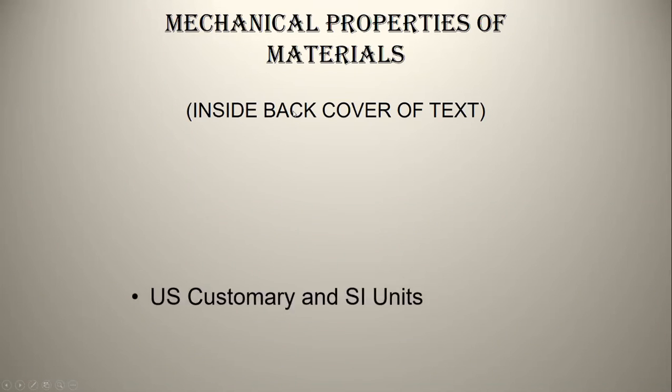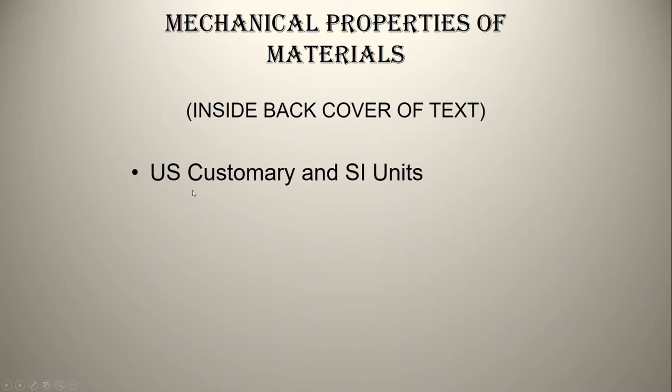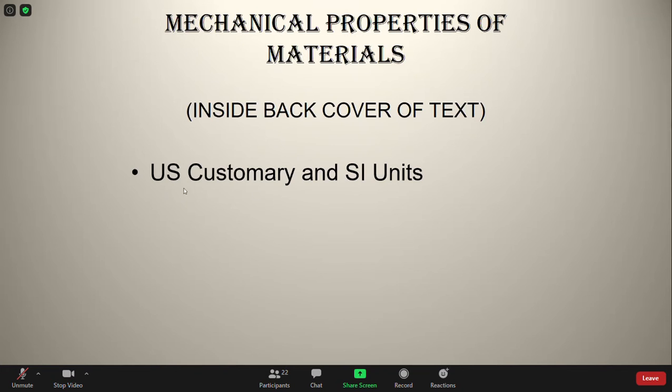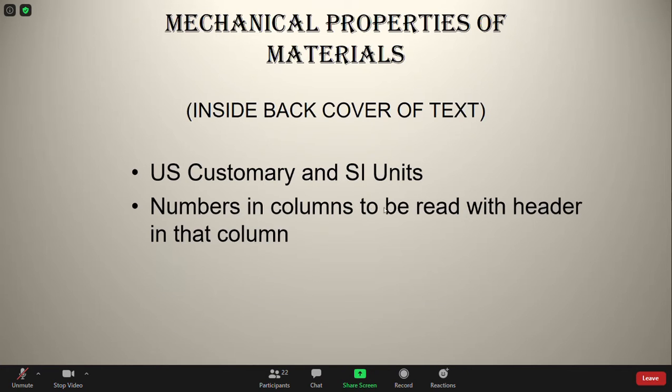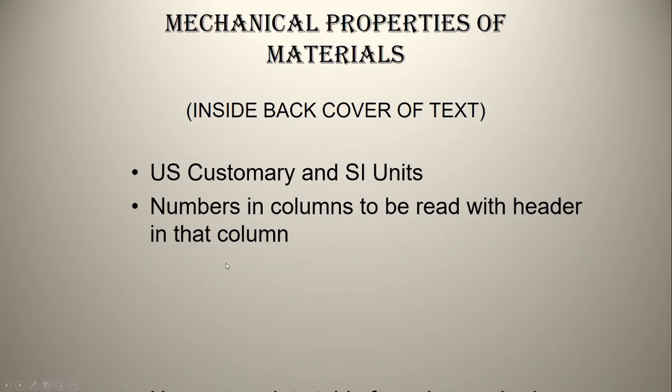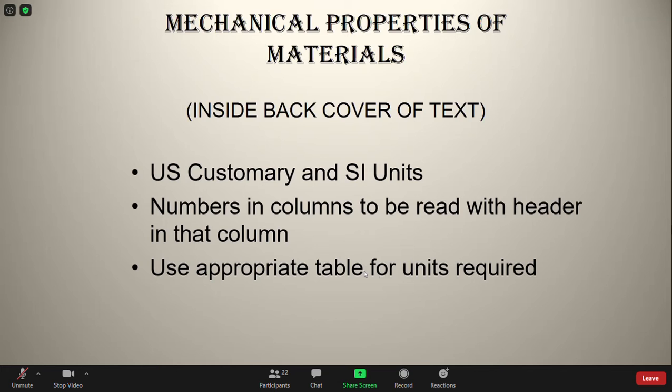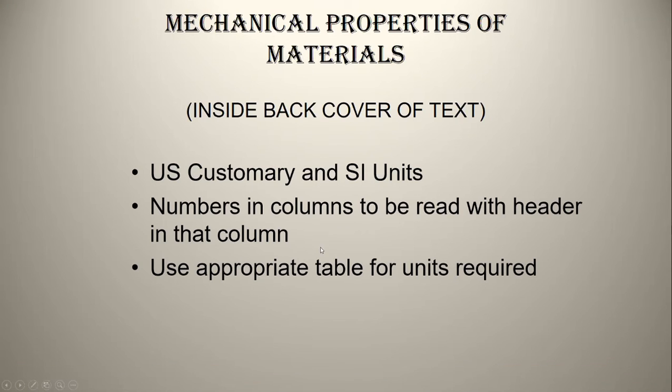Mechanical properties. So these are the important points. There are two charts, one in US customary and the other in SI units. You've got to consult the correct table. Then, numbers in columns are to be read with the header in that column, which I also explained to you. And use the appropriate table for the units required, either SI units or English units.